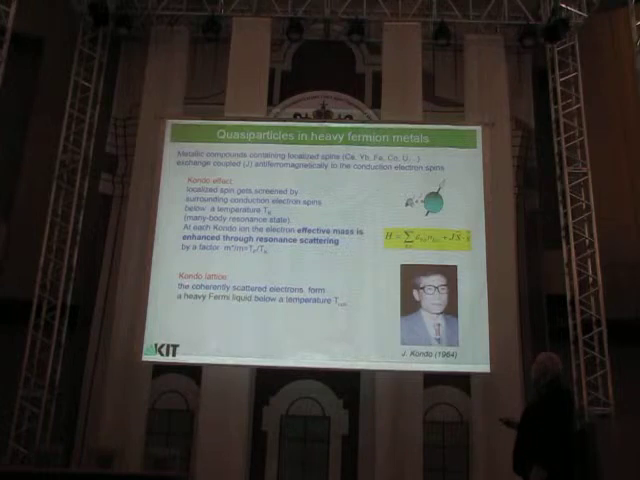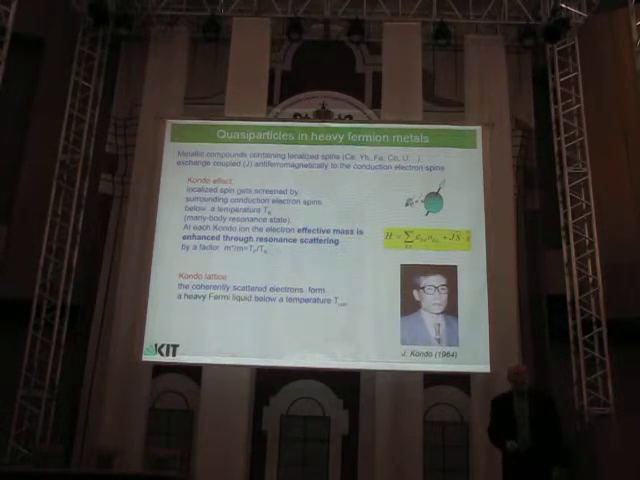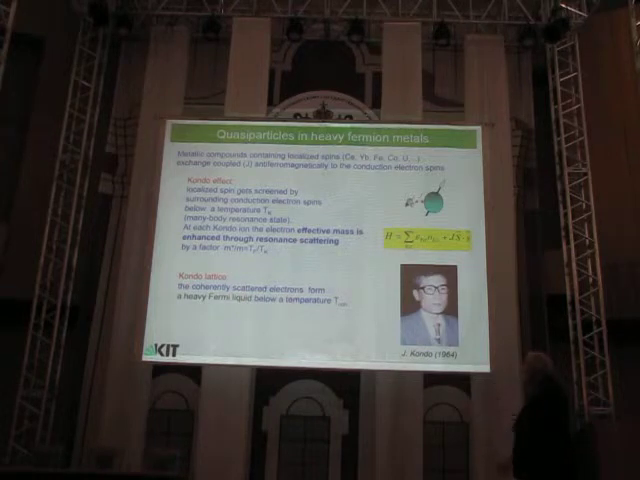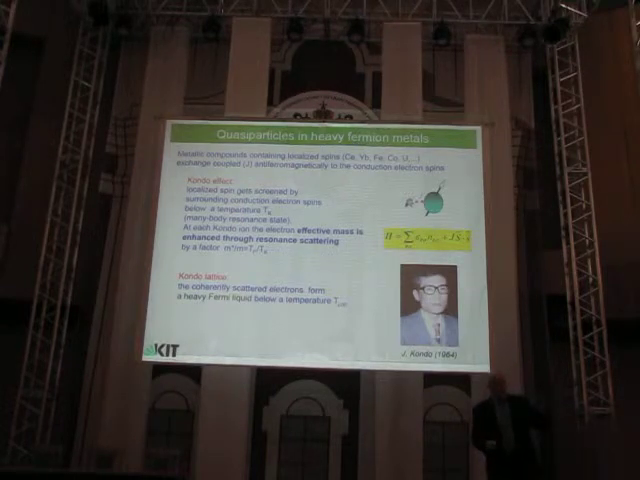So what you get is coherently scattered electrons. The electron moves along and goes from resonance to resonance, which makes it clear that it will be trapped, and so on. It will be slowed down by this factor, and it will form a heavy Fermi liquid below a certain temperature, T coherent, that is roughly of the order of T Kondo.